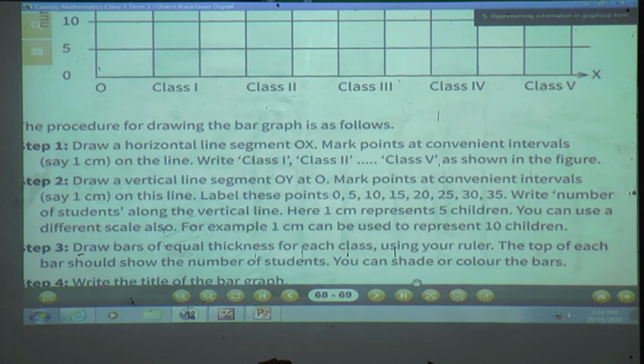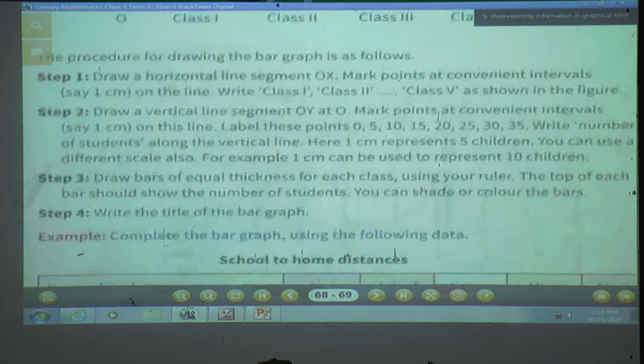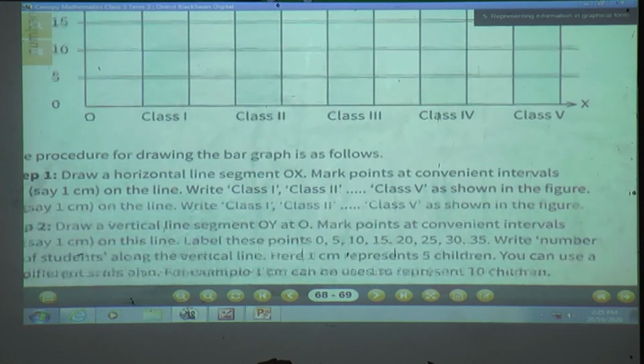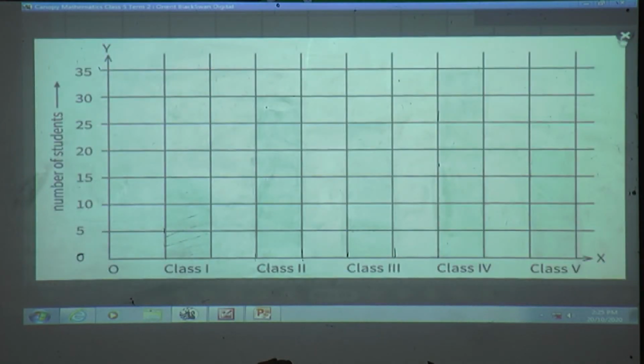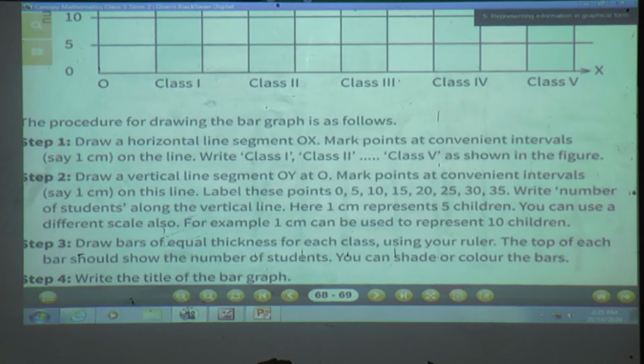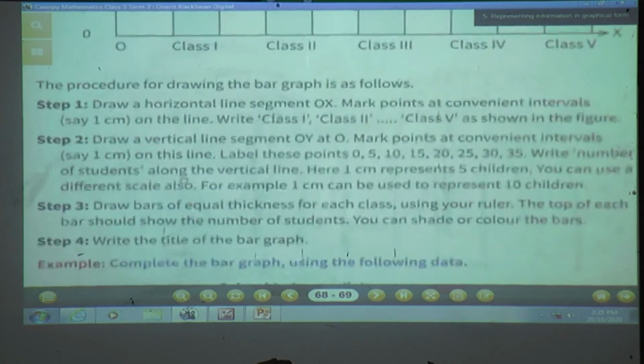Now step 3. Draw bars of equal thickness for each class using your ruler. The top of each bar should show the number of students. You can shade or color the bars. Now step 4. Write the title of the bar graph. See, the title is very necessary here. So always write the title and the scale also. And don't forget to write the x-axis and y-axis.